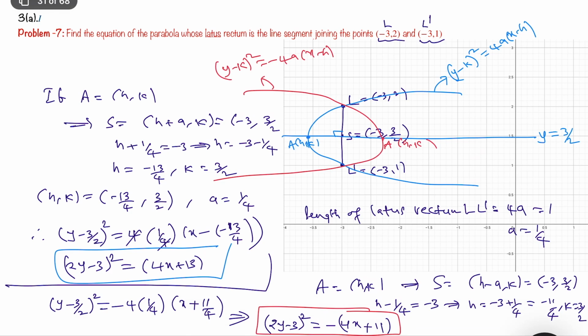So we got two answers here. This blue parabola equation is 2y minus 3 whole square equal to 4x plus 13, and this red parabola equation is 2y minus 3 whole square equal to minus 4x minus 11.